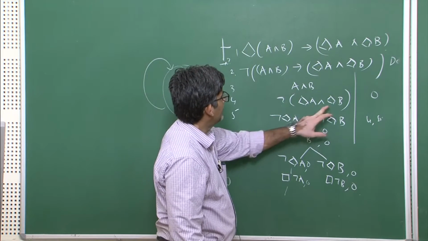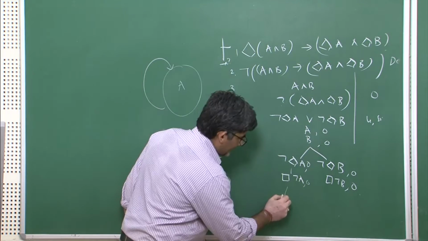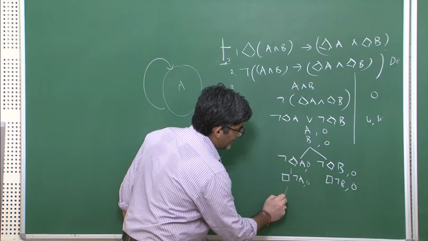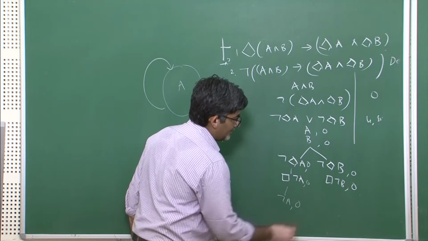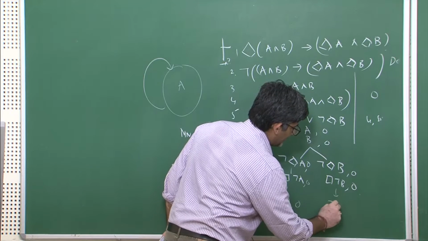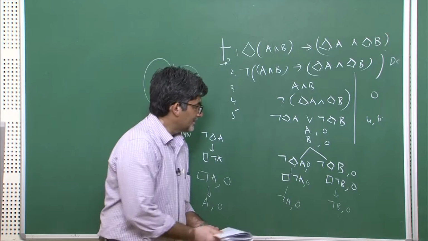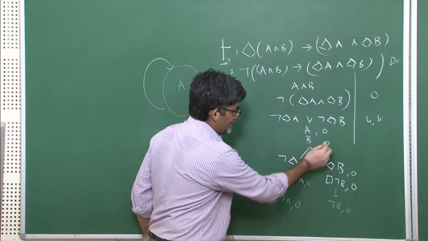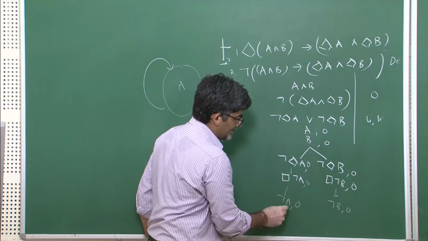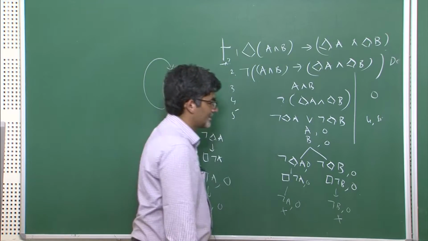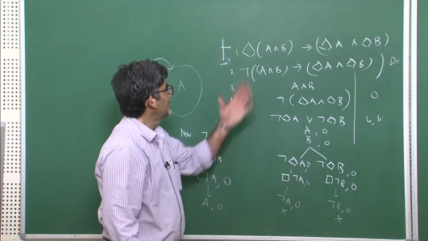So A and B and everything is the same. Now you can straight away replace this one with not A is 0 and not B is 0. So then you have A 0 and B 0, and a literal and its negation occurs, so this closes. Even this closes. This formula holds in T.